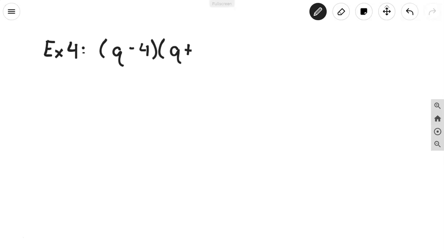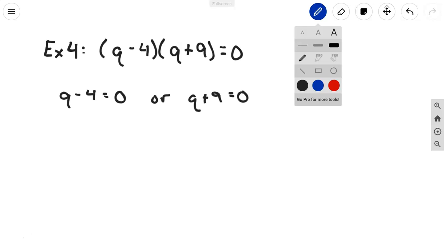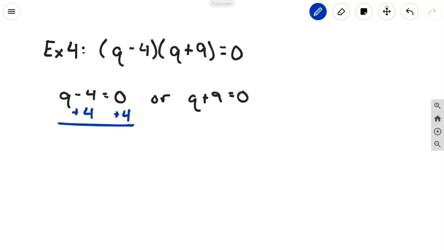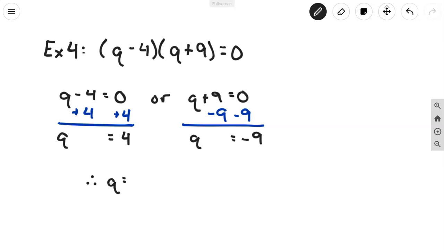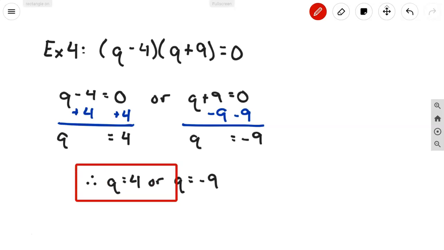Let's go ahead and look at a slightly different problem. This is more like example number 1 again. So we have q minus 4, and we have q plus 9. I set both equal to 0, and I solved them individually. Again, these are one-step equations. If you don't remember how to do one-step equations, you might want to go review that, because you will need to know how to do solving equations for this portion to be able to be successful in this lesson. So my answer is q equals 4 and q equals negative 9.